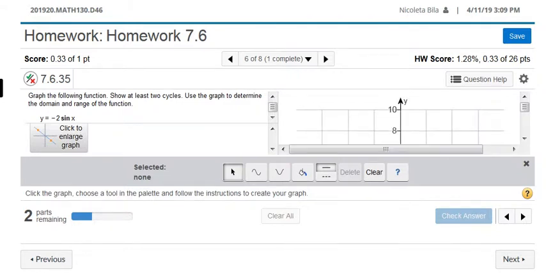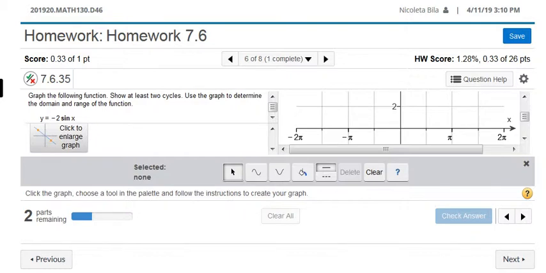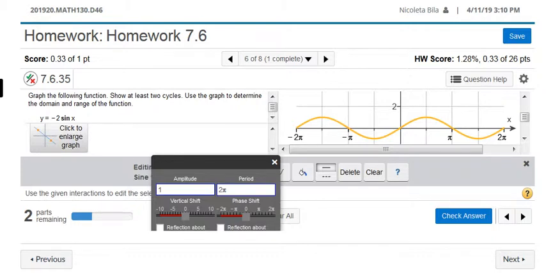I'm going to click zoom in, and scroll down so that I can see the origin. Our function is -2 times sine x, so it's a sine function. From the tools, we select the first one, because the second one is the cosine tool. So I click on the sine tool, and now I click anywhere here, say at the origin. What we have here is y equals sine x.